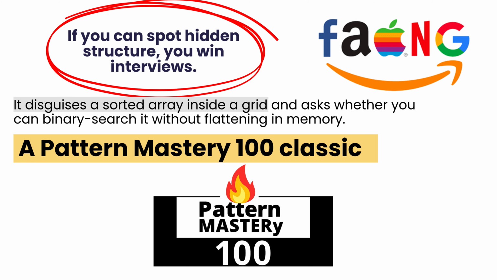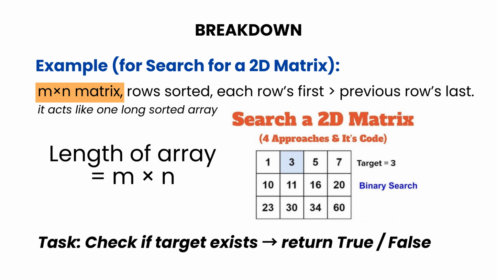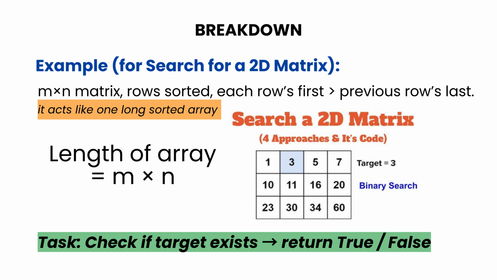Breakdown. We're given an m by n matrix where each row is sorted in ascending order. The first element of each row is greater than the last element of the previous row. That structure means the matrix behaves exactly like one long sorted array of length m times n when read row by row. Given a target, we return true if it exists and false otherwise.